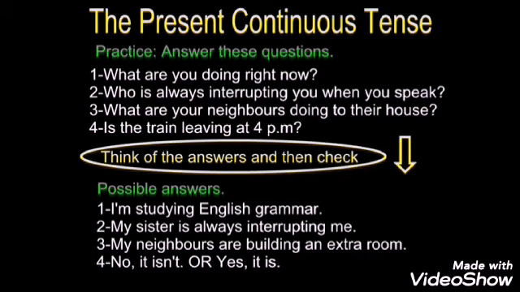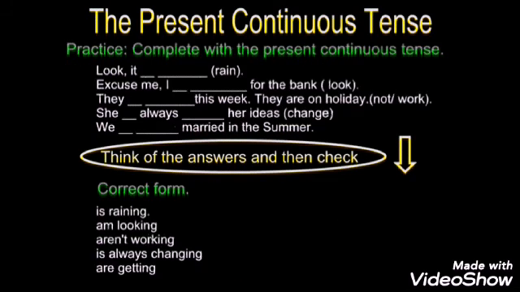Here we have some possible answers. Number 1. What are you doing right now? I am studying English grammar. Number 2. Who is always interrupting you when you speak? My sister is always interrupting me. Number 3. What are your neighbors doing to their house? My neighbors are building an extra room. Number 4. Is the train leaving at 4 p.m.? No, it isn't. Or yes, it is. So these are some possible answers for the above practice, or you can give any possible answers of your own.